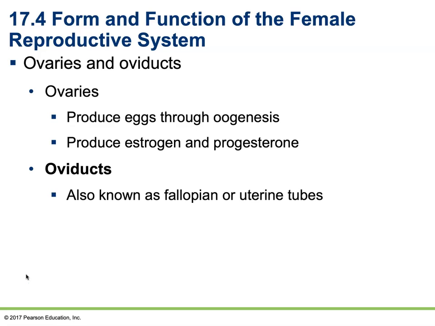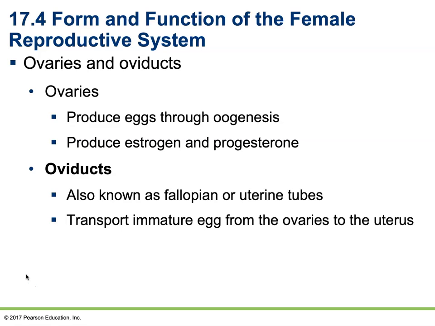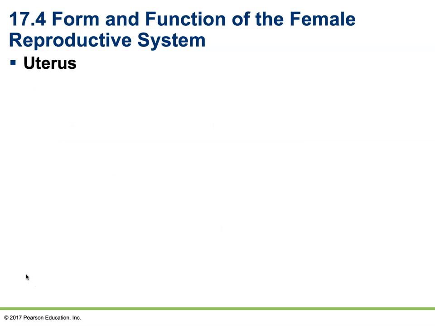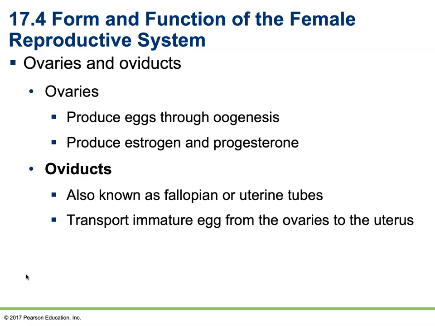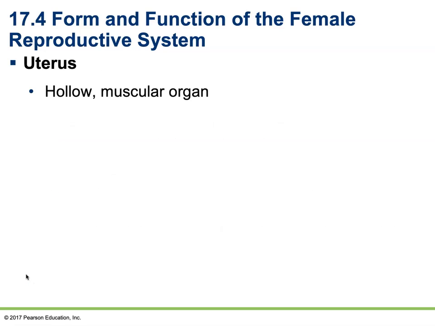Oviducts are also known as the uterine tubes or the fallopian tubes. Their responsibility is going to be to transport immature eggs from the ovaries to the uterus. This normally takes about 3 to 4 days for the egg to travel inside of the uterus. This is going to be the most common site for fertilization.